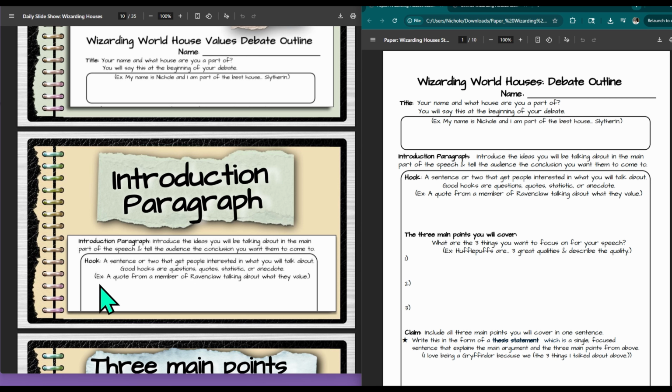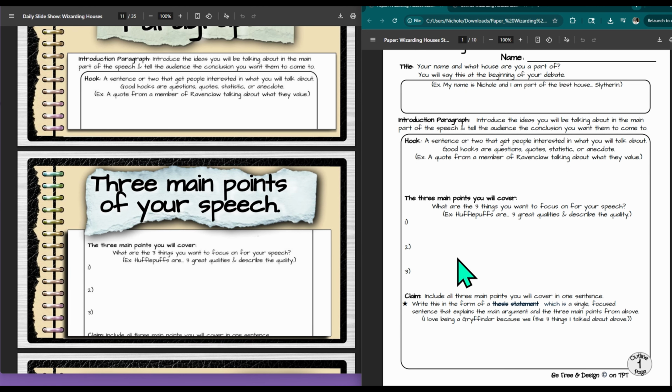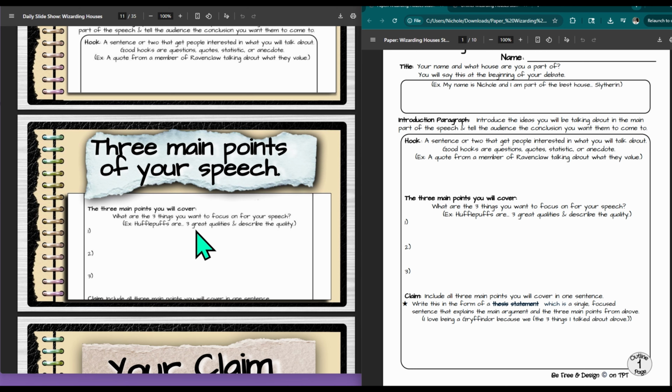Then we go here and I give them the example that I have right here, a quote from a member of Ravenclaw talking about what they value. At this point, they can't use computers, but they're about to, so they can look this stuff up. And then we go over the 3 main points, so that they need 3 main things for each house.